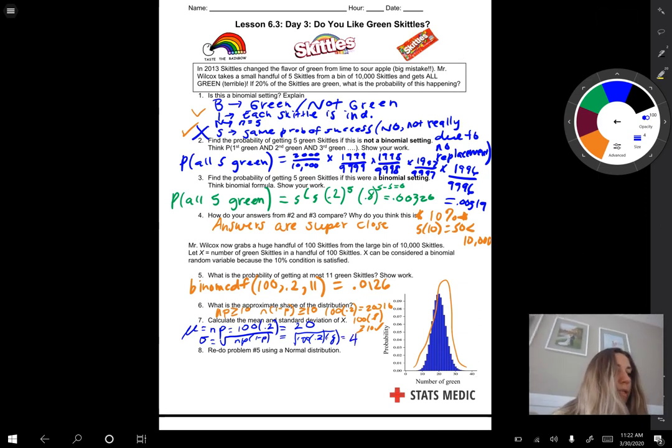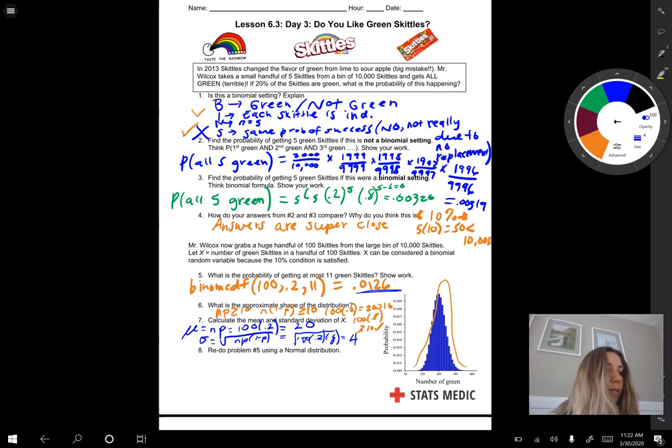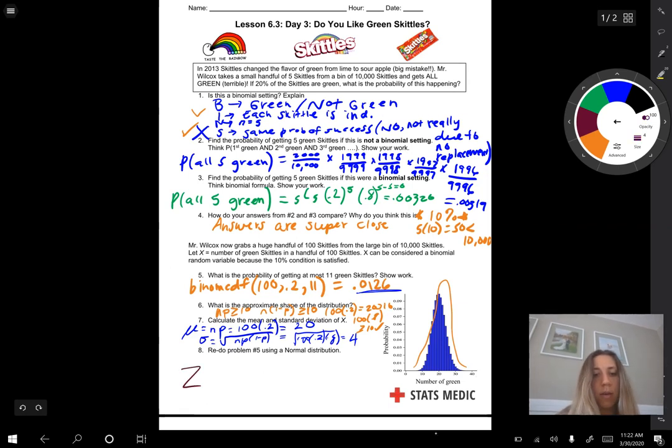If we were to do this problem, what is the probability of getting at most 11 green Skittles using the normal distribution? We would have to find a z-score. So z would equal 11 minus the mean, which would be 20, over 4, and that would give us negative 2.25.